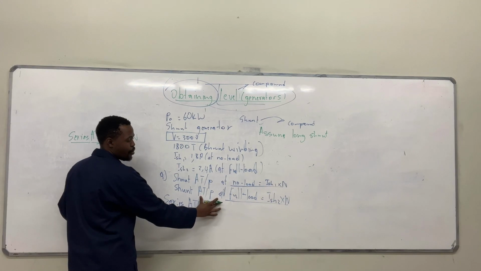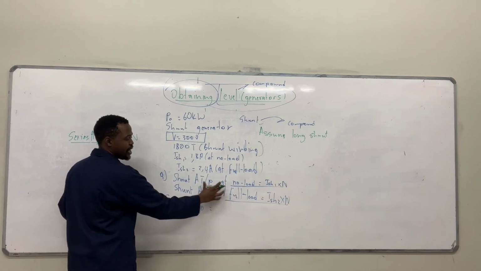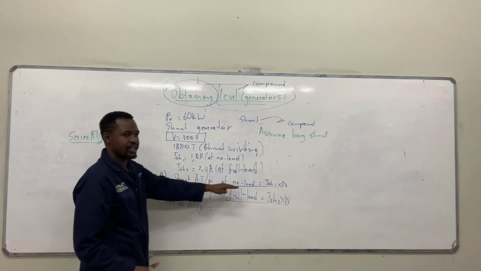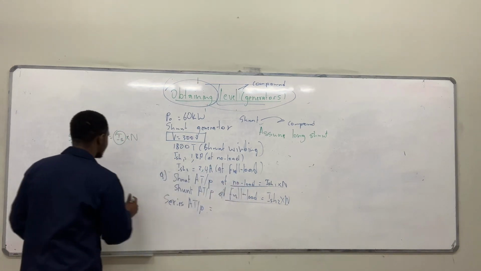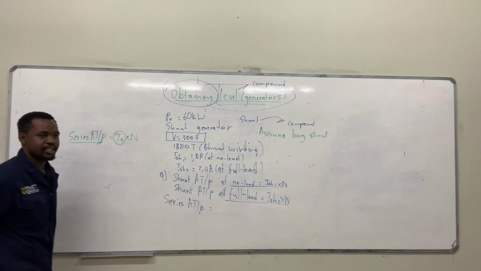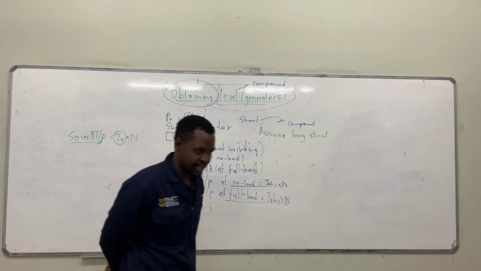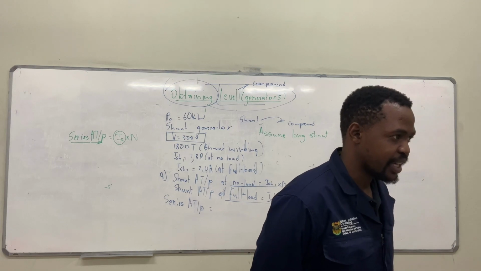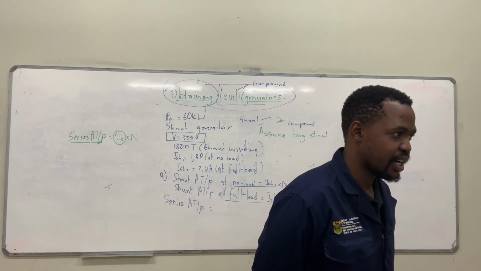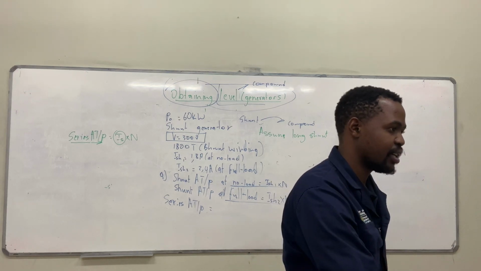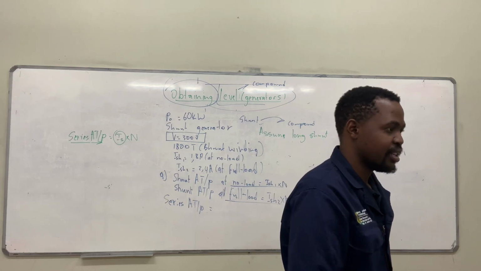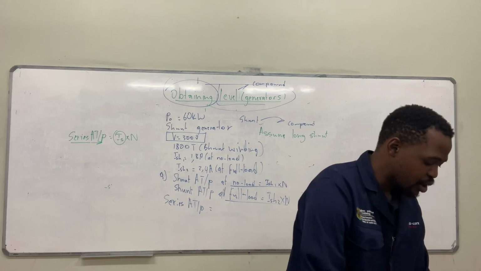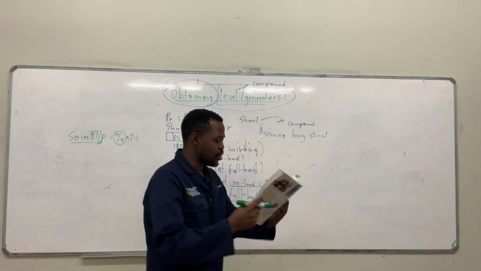minus the ampere turns of a shunt at low load. And the load difference gives us the series ampere turns. Okay, meaning in the short shunt, the series field current and the number of turns. Okay, look at that. They use power.